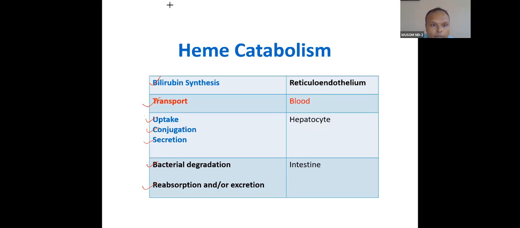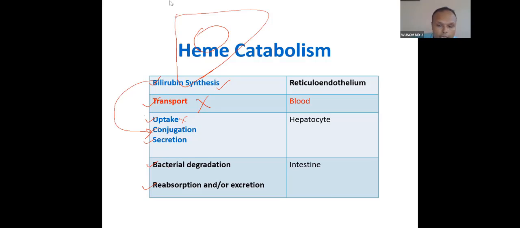And remember, if the degradation is happening inside the hepatocyte itself, what will happen? The bilirubin synthesis will be inside the hepatocyte, so the transportation step will not be there because it does not have to go through the blood. Uptake will also not be there, but directly this bilirubin will reach conjugation, and all this process will happen. So understand this context, where it happens and which bilirubin is transported through blood.